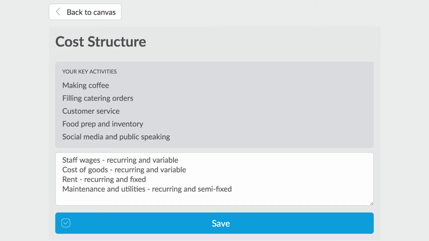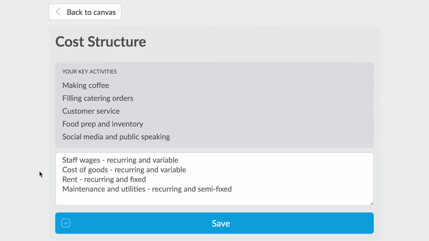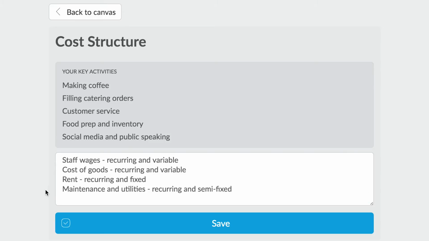Fortunately, these are what we call a variable cost. So if we sell twice as much coffee, we're going to go through twice as many beans, but that's okay because it's twice as much revenue in the door. Rent is going to be a big one. This is a recurring cost and it's a fixed cost. So we're going to pay the same amount for rent every month, irrespective of how many people we get. We want to be really careful with this calculation because this one could make or break the viability of the model. And finally, we have things like maintenance and utilities.